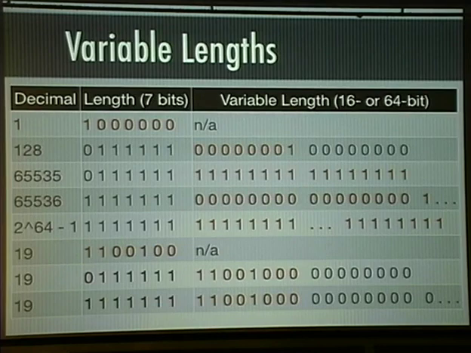Now, if you think of a similar situation like overlong UTF-8 encoding, you can start to imagine some security problems that can arise where you have variable encoding used to bypass detection mechanisms, or that can be used to potentially cross security boundaries, because you can represent a number like 19 in 7 bits, or define its overlong representations in 16 or 64.